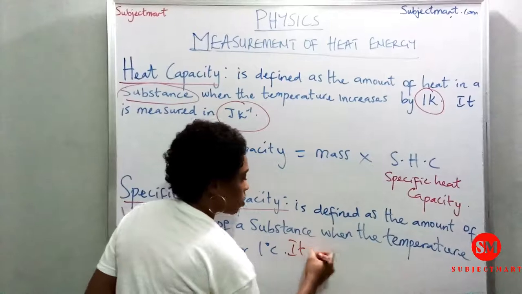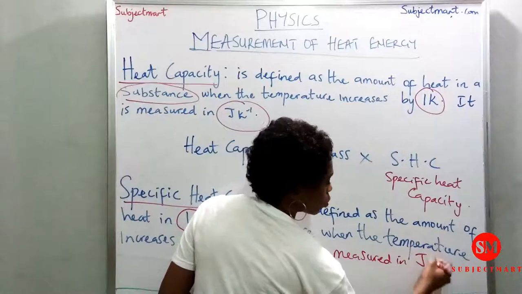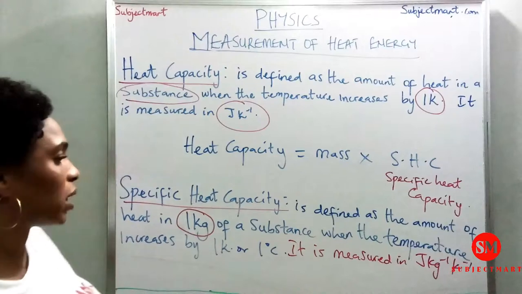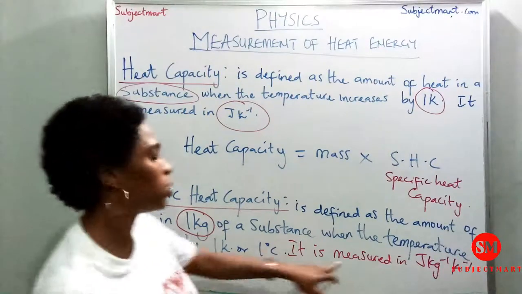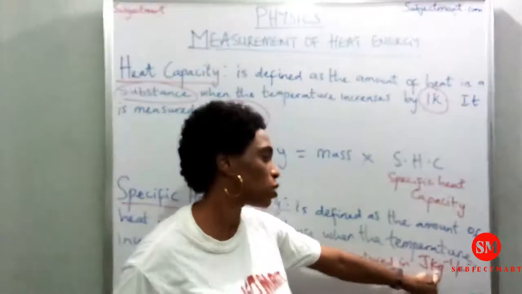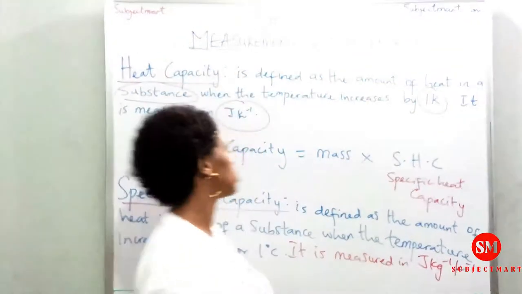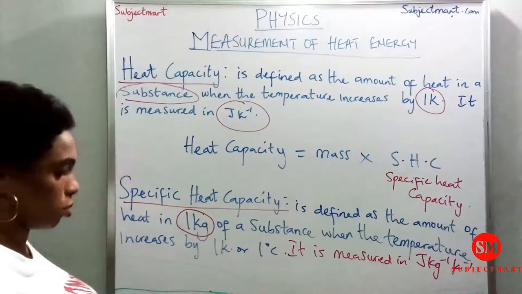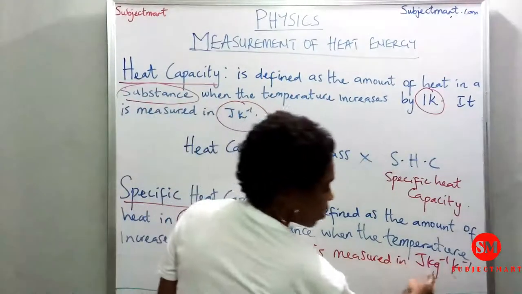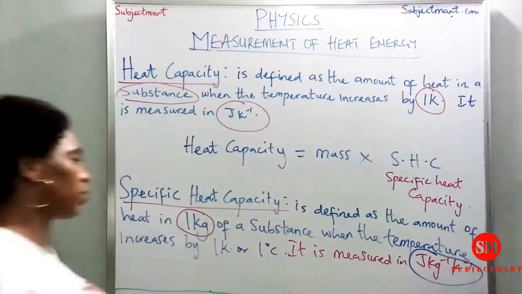Okay? So specific heat capacity is measured in joules per kilogram per Kelvin. You know, I said that the quantity of heat is measured in joules. In 1 kilogram, when there's a 1 degree or 1 Kelvin rise in temperature. So take note of the units. This is joules per kilogram per Kelvin because it is specific. 1 kilogram is here.